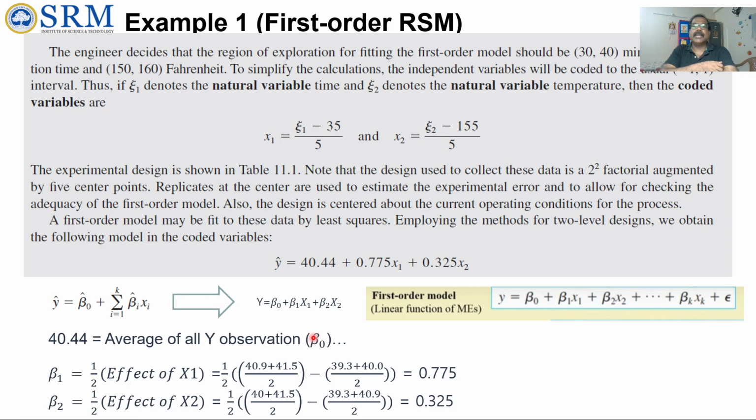Then beta 1 and beta 2, for factor 1 and factor 2. In factorial design, how did we calculate it? For factor 1, it is the summation of the response values at the high level of factor 1 divided by 2, minus the same for the low level. So here, beta 1 belongs to x1. So 40 plus 40.9 plus 41.5.